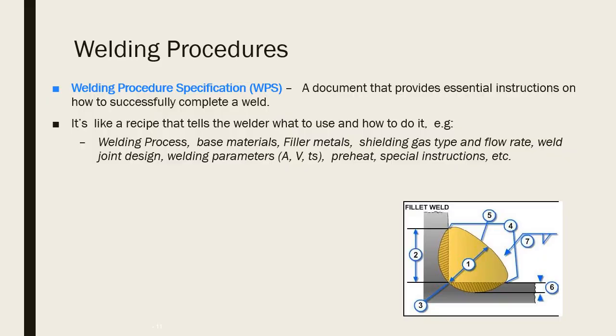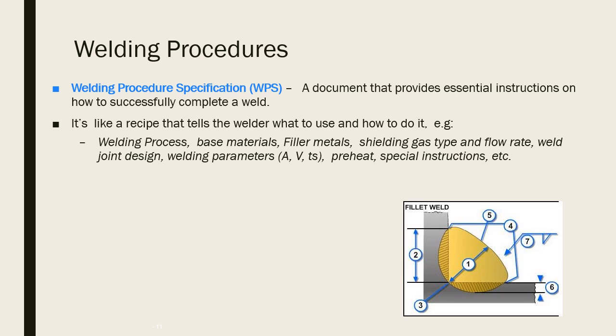Welding procedures. A welding procedure specification, or WPS, is a document that provides essential instructions on how to successfully complete a weld. It's the recipe card that a welder works off of. Voltage, amperage, whatever essential variables that guy needs to complete that weld. It's like a recipe that tells the welder what to use and how to do it. Base materials, filler metal, shielding gas type, flow rates, weld joint designs, welding parameters, preheat, special instructions, whatever. It should all be on that welding procedure specification.